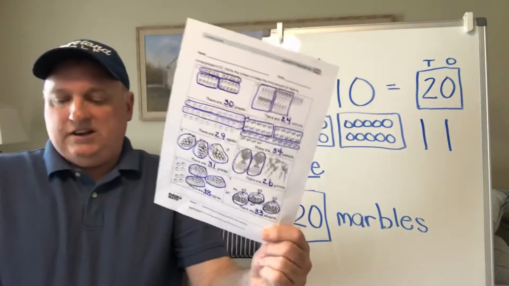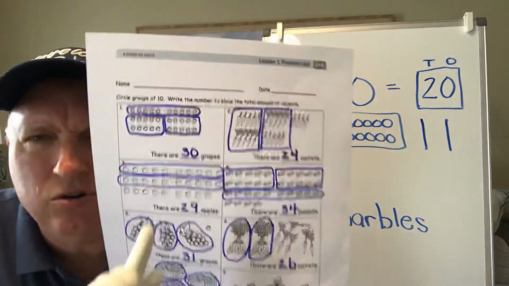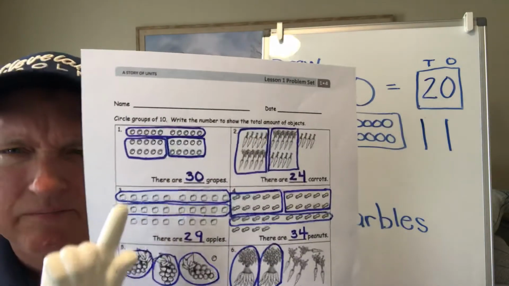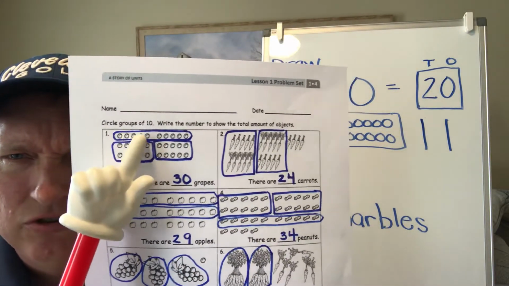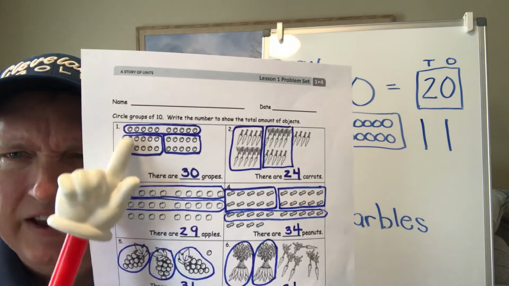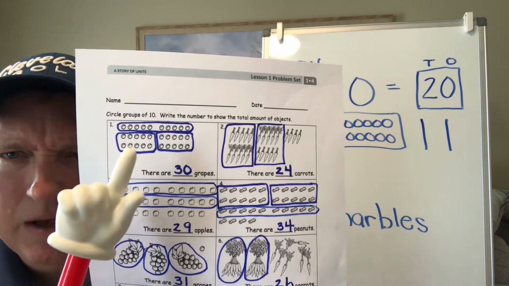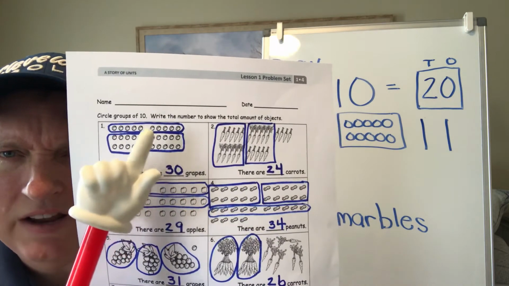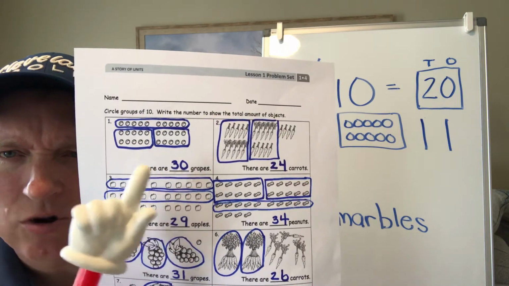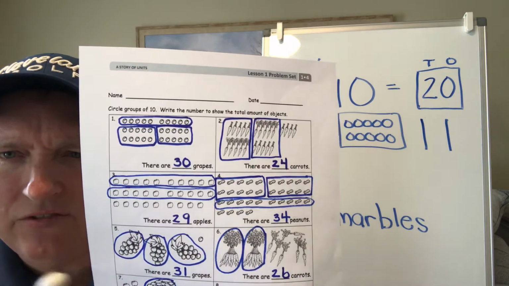And I'll use my pointer to help. So let's do number 1 here. What I did is I circled this first group across as 10, circled 10 here and 10 here. So then I could count by tens, 10, 20, 30, and write 30 here, or I could use the place value method.